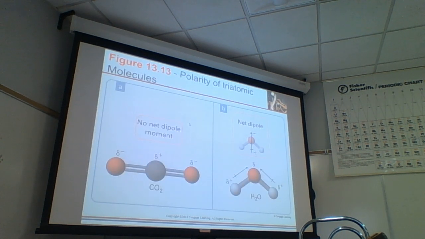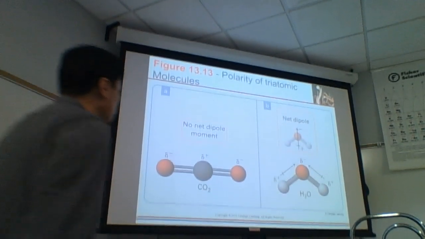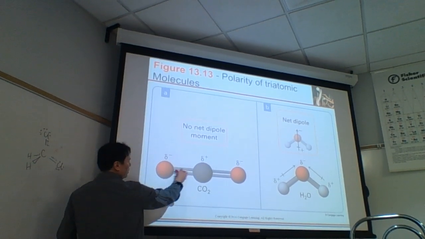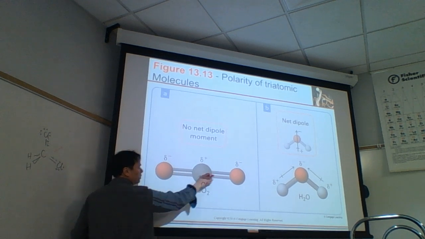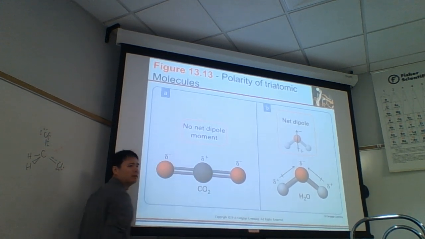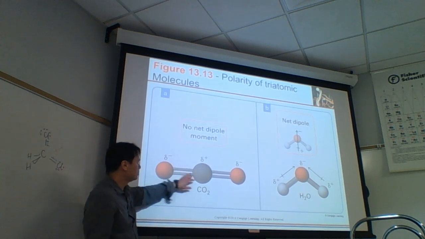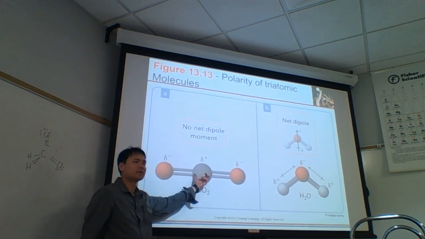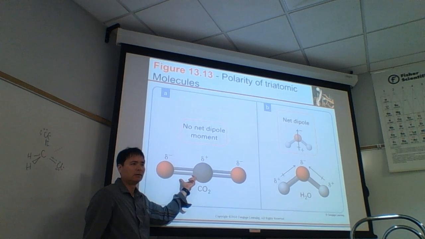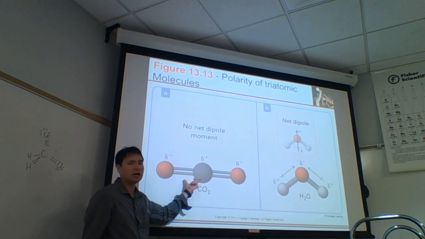Carbon dioxide has a polar bond, but it's a non-polar molecule because we have one arrow pointed to the left, one arrow pointed to the right, and so when you add them up, they add up to 0. And so CO2, even though it has very polar bonds, is non-polar because the bond dipoles cancel each other out.